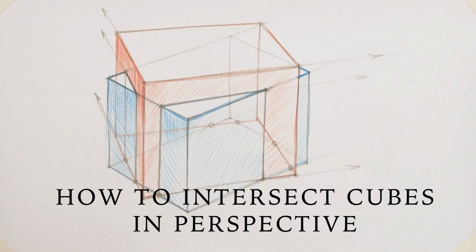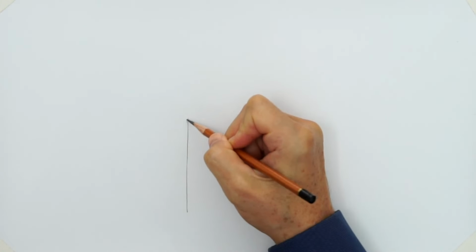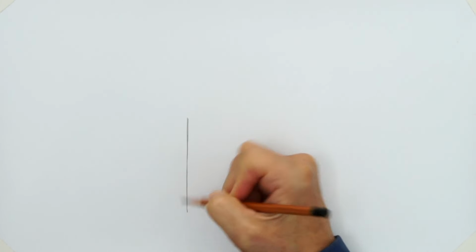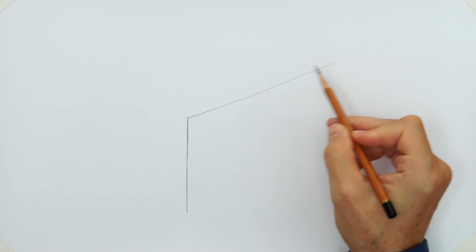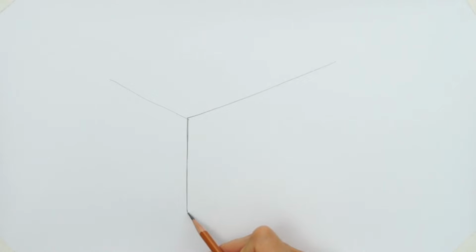Today I will show you how to intersect cubes in perspective. I will start this sketch in graphite pencil. Later on, we may use colors. At the end, I'll give you a bonus, so you don't want to miss. So stay with me till the end.